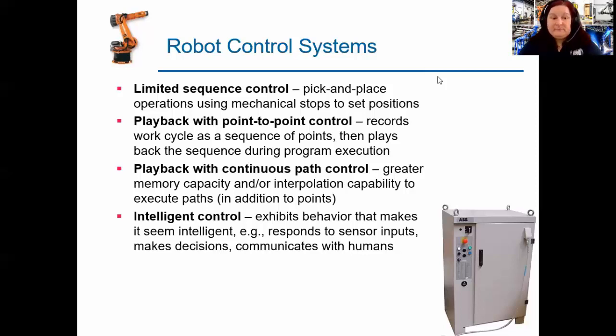And also, we have robots that have intelligent control, and they might have some kind of behaviors that make them seem intelligent. For example, response to sensory inputs. So when you have cobots, if they detect something in their environment, they might slow down, they might reduce the force or torque, because they would think maybe a human is present and they don't want to hurt you. And they will make decisions based on that.